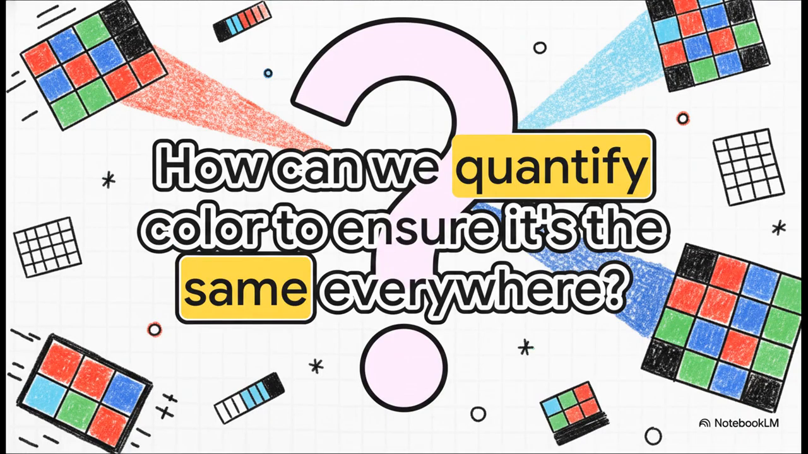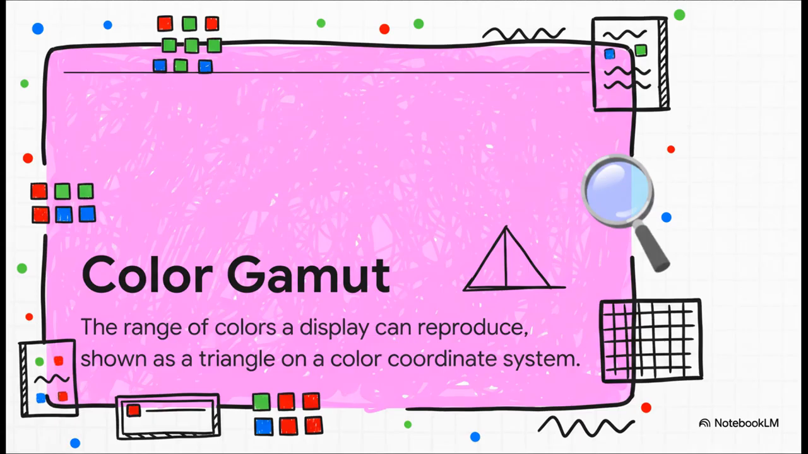And this is a huge deal, right? For everything from online shopping to movies to work, we need a universal, mathematical way to define color. How do you take something as subjective as seeing the color red and turn it into cold, hard data that everyone can agree on? The answer is a concept called color gamut.